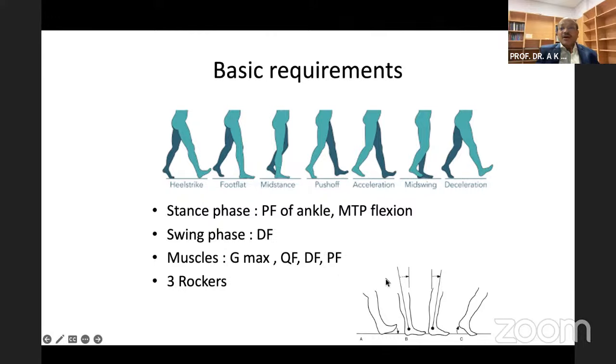the ankle. Now the rocker action, this is also important. Three rockers are required during locomotion. See, during this stance phase, heel strike, foot flat, mid stance, heel off and toe off. So these five stages I already described. So what are the rockers? First rocker is the heel.